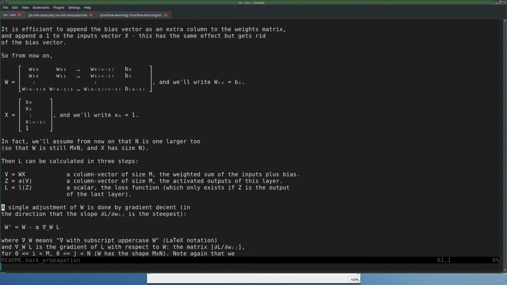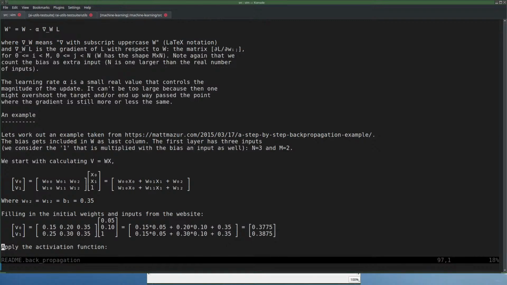A single adjustment of W is done by gradient descent in the direction where the slope dL/dW is the steepest. So we adjust the weight matrix, bias included, by subtracting a small number times the gradient of L with respect to W.